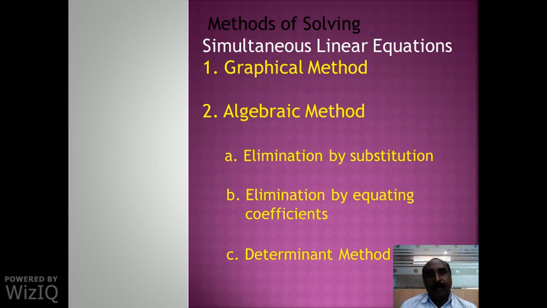Here, to solve simultaneous linear equations, there are some methods. First one is the graphical method, and second one is the algebraic method. In the algebraic method, again there are three sub methods: first, elimination by substitution; second, elimination by equating the coefficients; and third, the determinant method. We can say that is Cramer's rule.